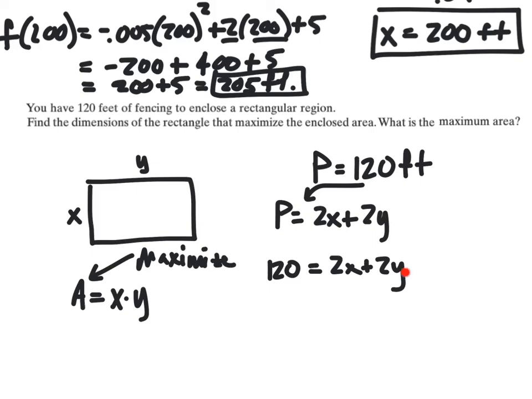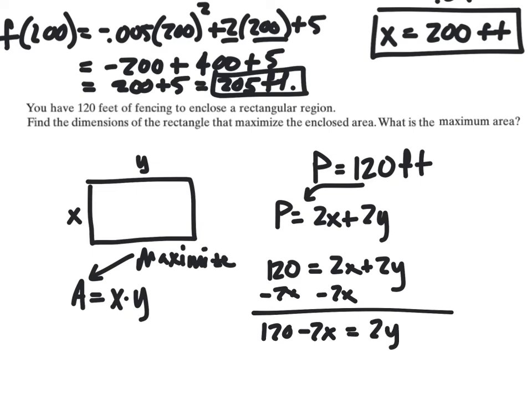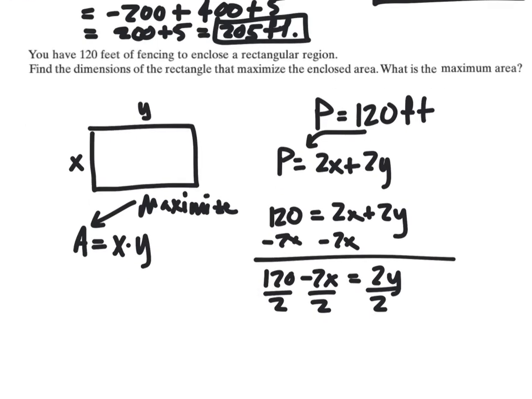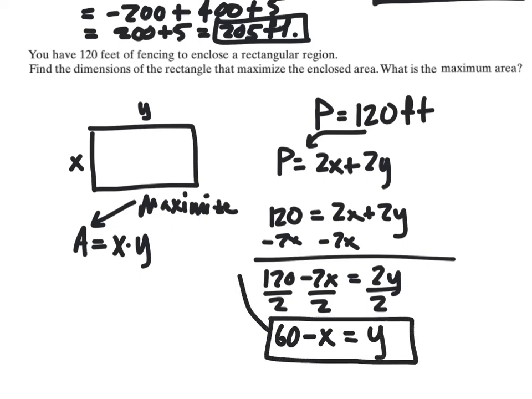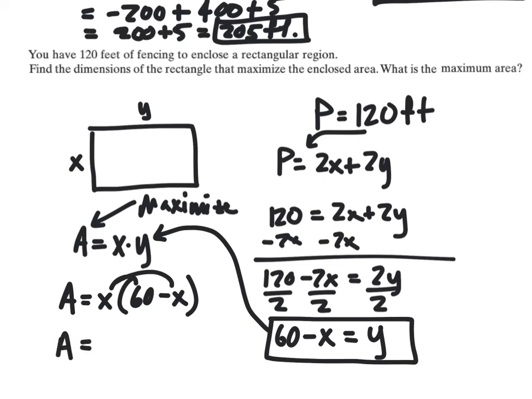So watch what I do. I'm going to solve this equation for y, okay? And what I'm going to do is subtract 2x from both sides, and I'm going to get 120 minus 2x is equal to 2y. I'm going to divide both sides by 2, divide everything by 2. So we get 60 minus x is equal to y. Okay, now I'm going to take this value and plug it into y of my other equation. And what I'm going to get is this. Area is equal to x times 60 minus x. Okay, now if I distribute my x here, I get area is equal to 60x minus x squared.